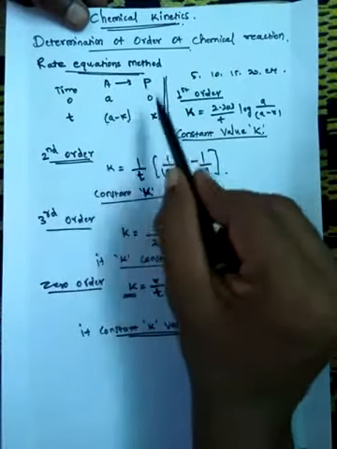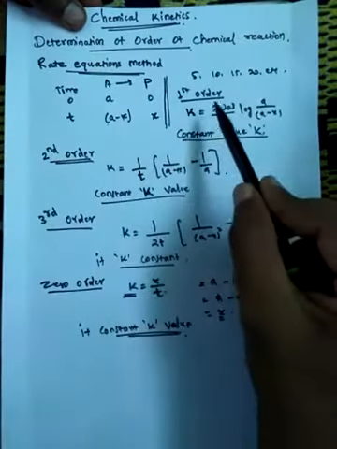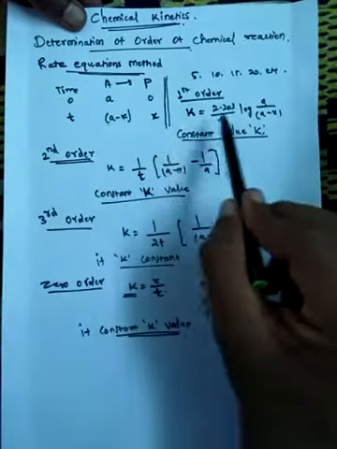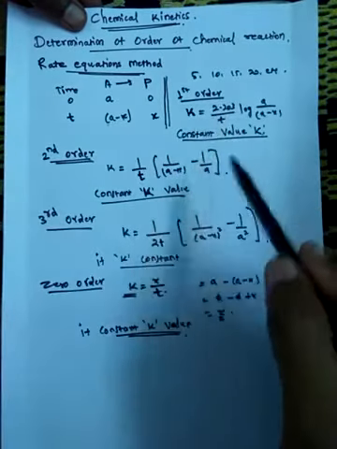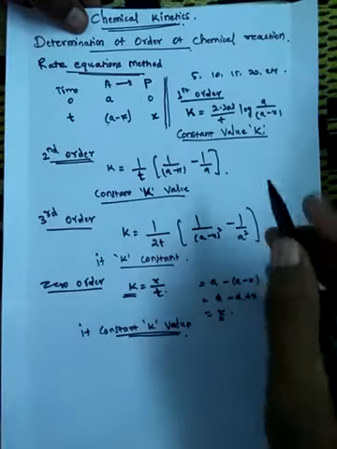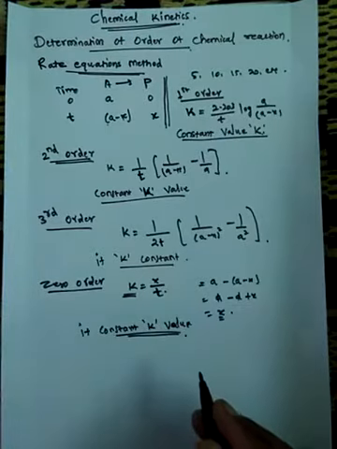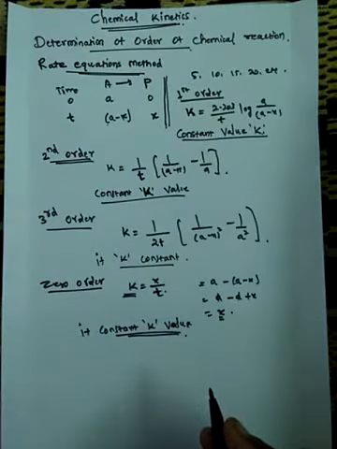So this is how you can find out order of a chemical reaction by using rate equation method. Actually, we use not rate equation, we use integrated form of rate equation. This is integrated form of rate equation. Then next, I would like to explain about Ostwald method.